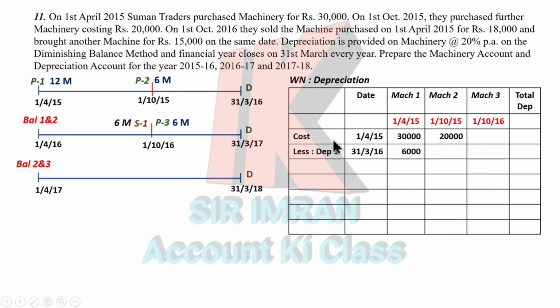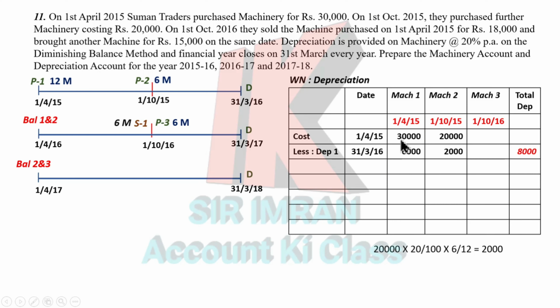For asset number 2, it starts from 1st October. That means we have to calculate depreciation for 6 months. So 20,000 into 20% for 6 months. Just see the working note over here. 20,000 into 20% for 6 months comes to 2,000. So we will write 2,000 over here. And nothing else is there. That means first year total depreciation comes to 8,000. So just write down 8,000.